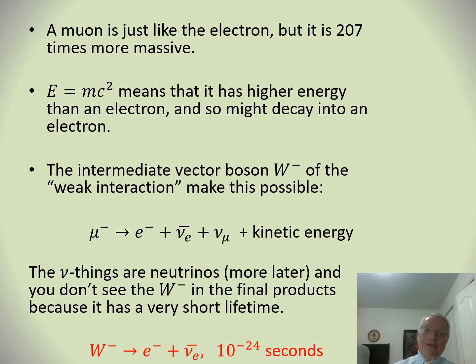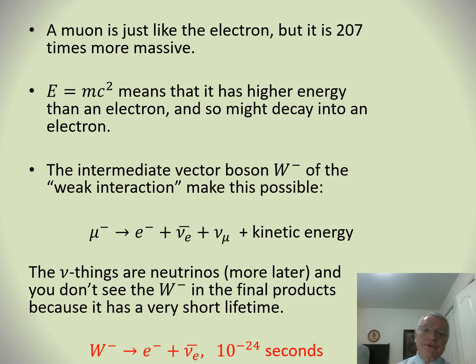And we have found one. It's called the intermediate vector boson, W-, of the weak interaction. It makes this possible. And so this is a reaction that actually takes place in nature. This is how muons disappear. A muon, a mu-, muon with negative charge, decays into an electron with negative charge, plus a couple of neutrinos. And we're going to have to talk about those things later. They've been thrown in. I don't know what these particles are doing here, but they're there. We can detect them. And this is what the decay looks like.